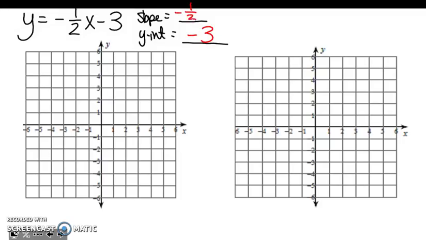-1/2. So when I write down that my slope should be a -1/2, my line should end up being a negative line. So it should be going downhill when I'm done with it. So the first one you're going to plot is your y-intercept on your y-axis. So I'm going to go where y is -3 and put my first point.